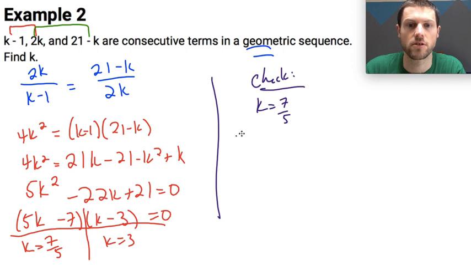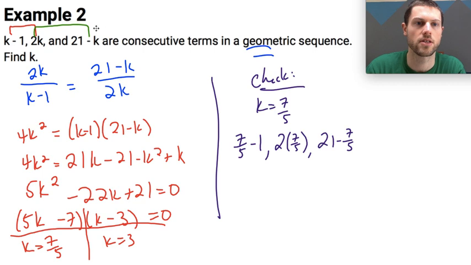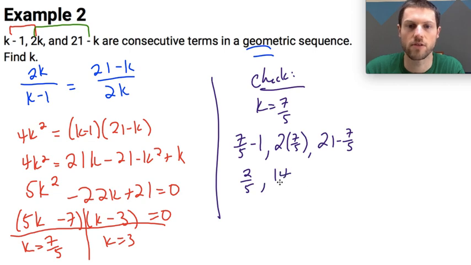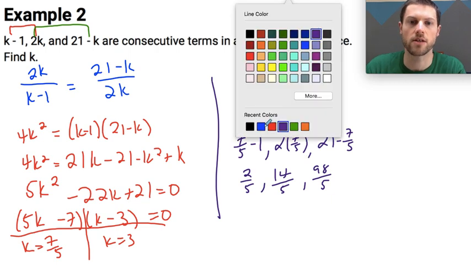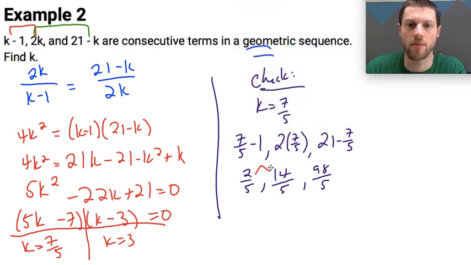So I've got 7/5 minus 1, I've got 2 times 7/5, and I've got 21 minus 7/5. All I've done is plug k into my initial sequence. So this is going to be equal to 2/5, 14/5, and then 21 minus 7/5 comes out to be 98/5. And I'm looking for a common ratio. If it has a common ratio, this is geometric, and it looks like I am multiplying everything by 7, so this does have a common ratio. This checks out. k equals 7/5 does work.